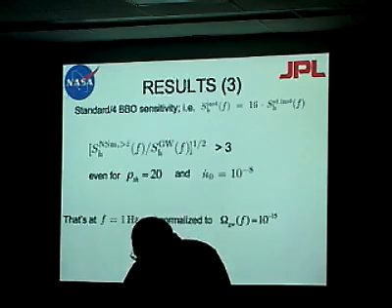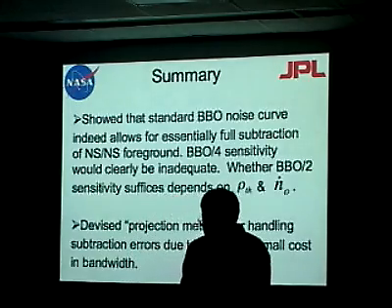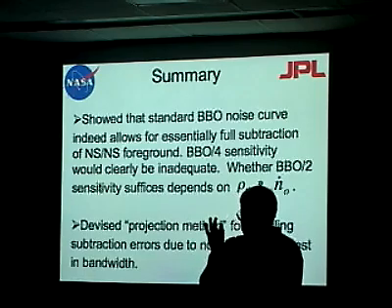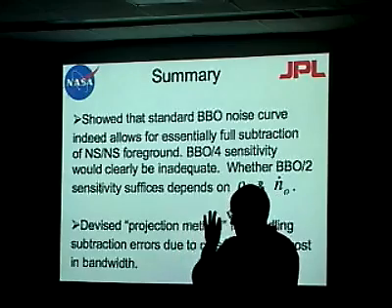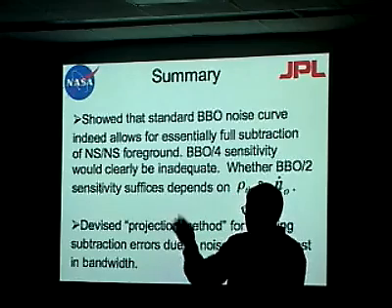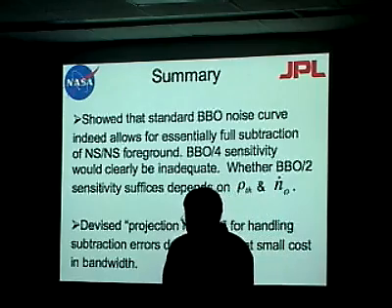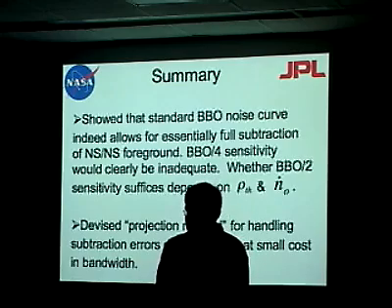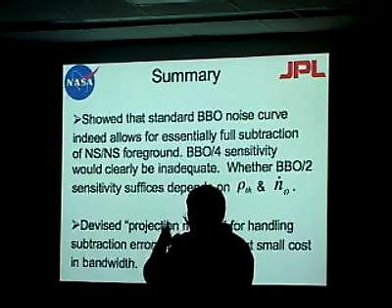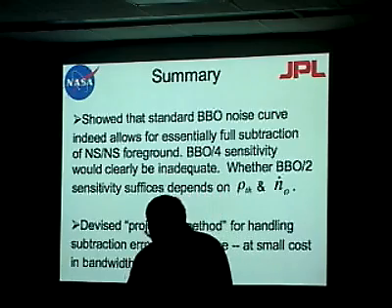So BBO kind of works. The summary then would be, we showed in a self-consistent way that, at least as best I can tell, if you manage to build BBO with that noise curve, you should be able to subtract out all 300,000 of those binaries, assuming that they have the redshift distribution that I'm assuming. If it's 4 times worse, you can forget it. And if it's 2 times worse, well, we'd have to know more about it. I also devised this projection method for handling errors, which I think might be useful.